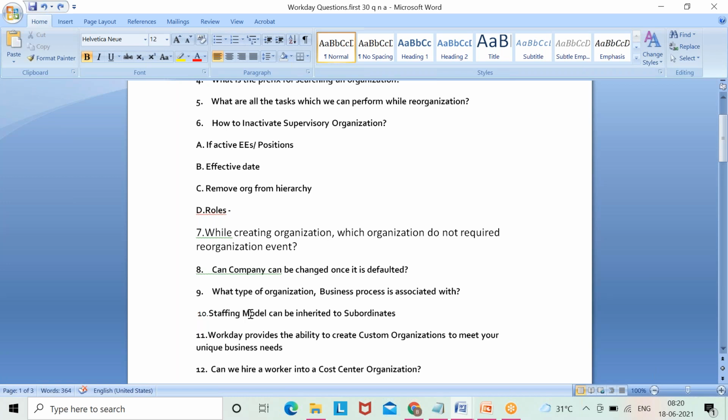The staffing model will be inherited by the subordinates. Is that correct? Yes, correct. Once you assign the staffing model to your superior organization, it has inheritance characteristics and will be inherited by the subordinate organizations as well.